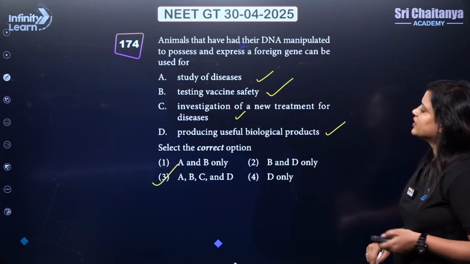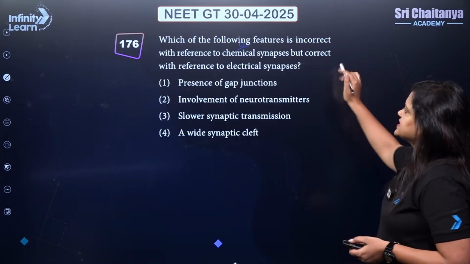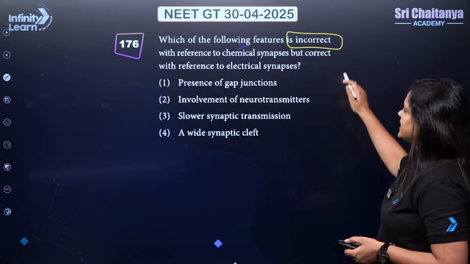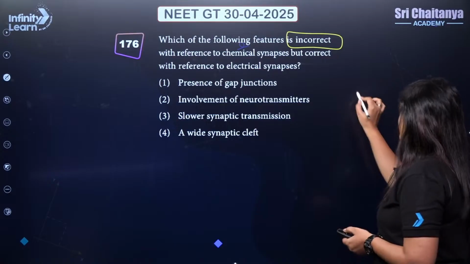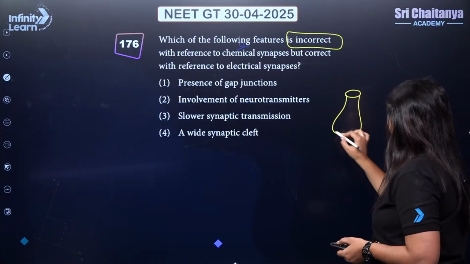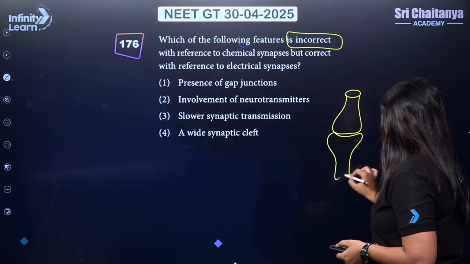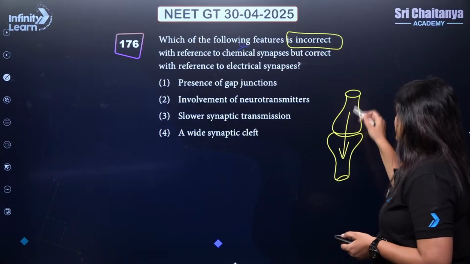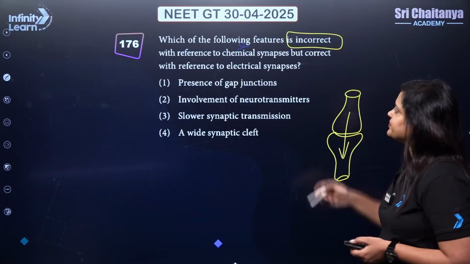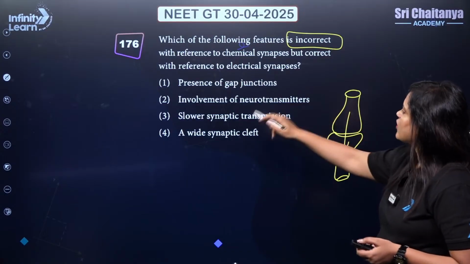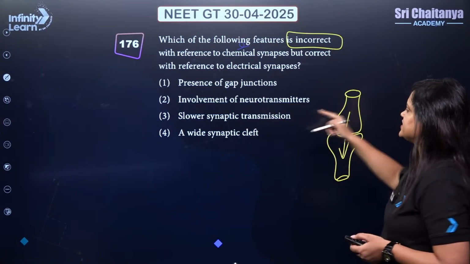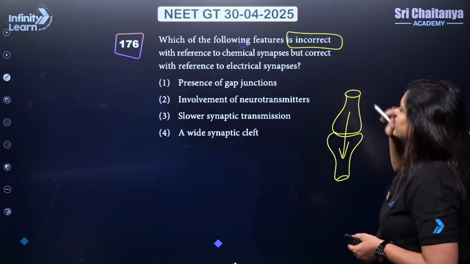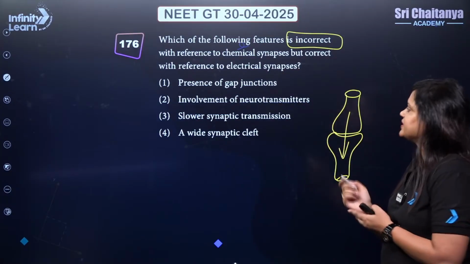Okay. Which of the following features is incorrect with reference to a chemical synapse but correct with reference to electrical synapse. So what happens in electrical synapse? The presynaptic membrane is in close proximity with the postsynaptic membrane and there is direct flow of current or electricity or the action potential. Presence of gap junction, involvement of neurotransmitter, slower synaptic transmission, a wide synaptic cleft. So we want incorrect for a chemical synapse, right?